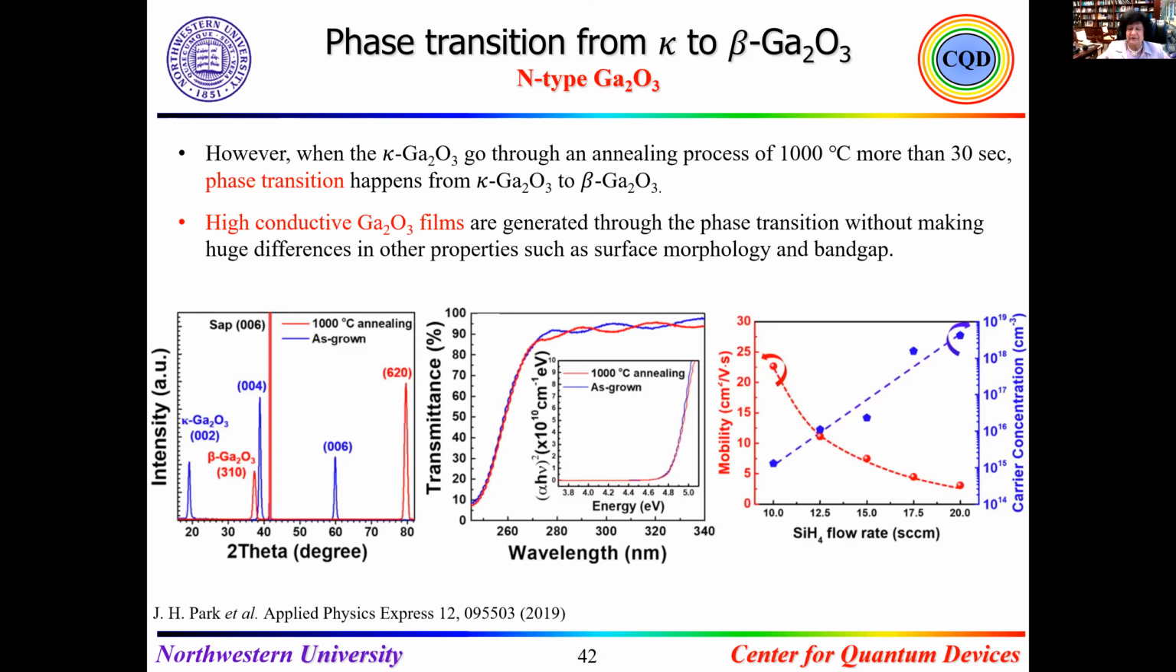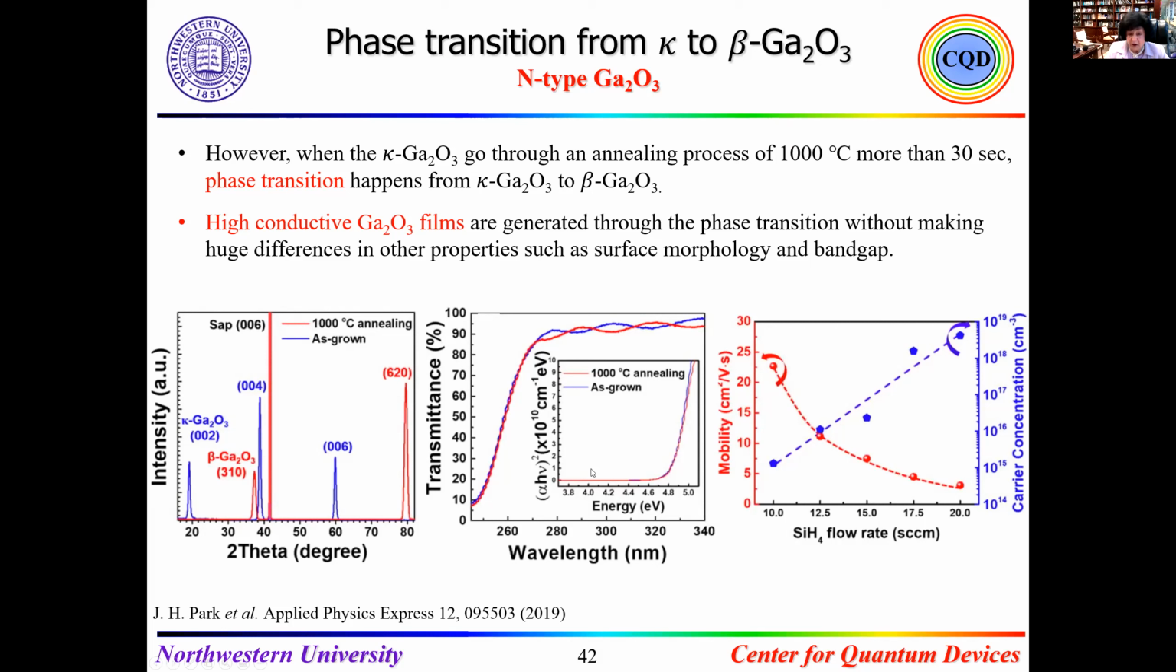We did the annealing at 1000 degrees with the material of the copper phase, doped with silicon in situ and ex situ. It was very interesting because immediately here you can see the X-ray: as grown, it was copper phase. After the annealing, it becomes beta phase. The X-ray and transmission electron microscope all show that yes, it is the beta phase.